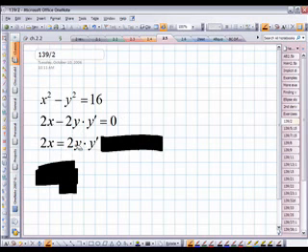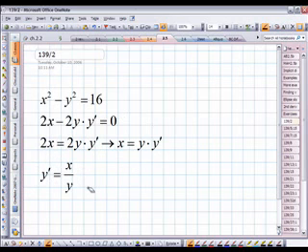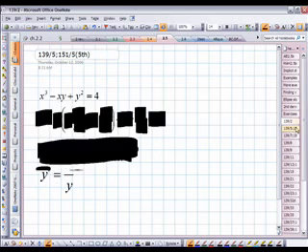And then you just get the y prime stuff on one side, the non-y prime stuff on the other. Divide both sides by 2y. First I divided both sides by 2, divided by y, so y prime is x over y.